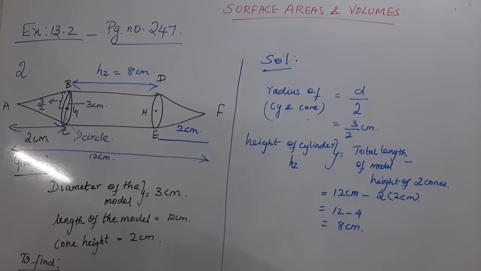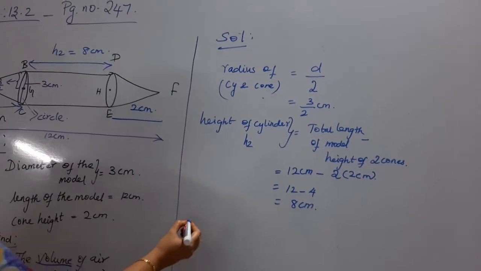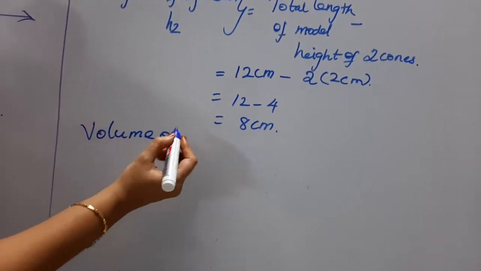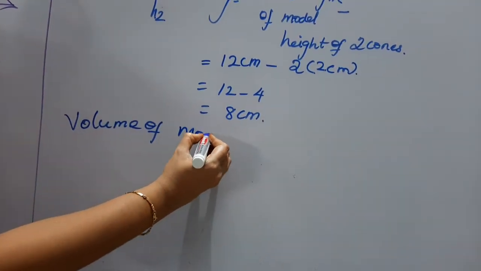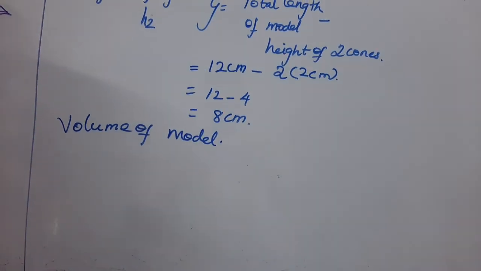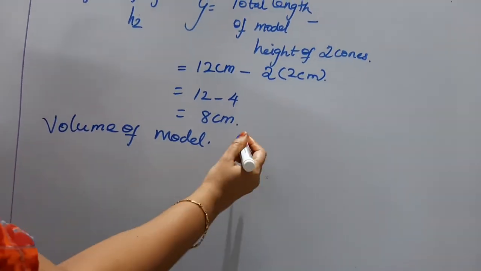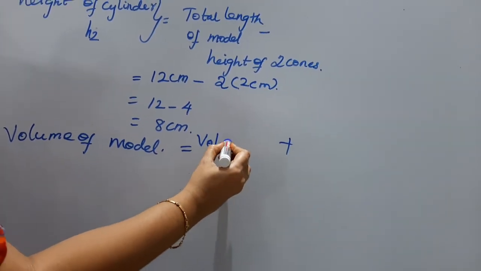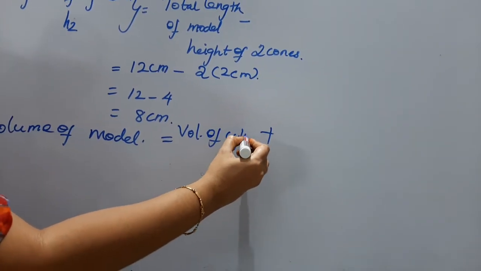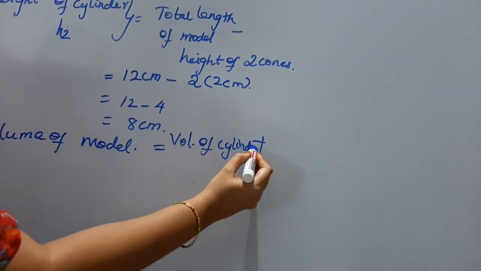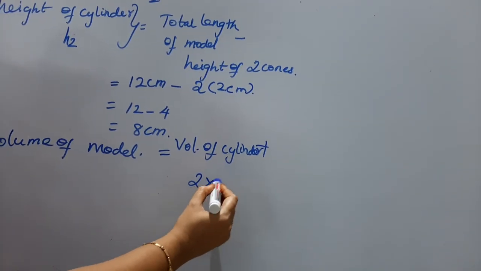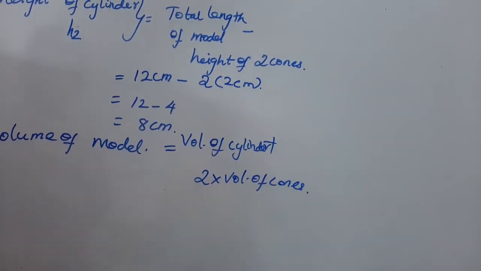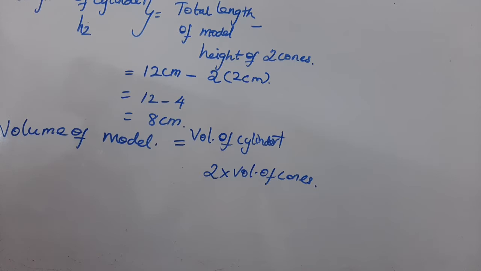So here what do we want to find out? We need to calculate the volume of air in the model. That is the total volume of the model, which is equal to the sum of the volumes of the cylinder and 2 into the volume of cones. There are two cones, right? So 2 cones volume we need to calculate.